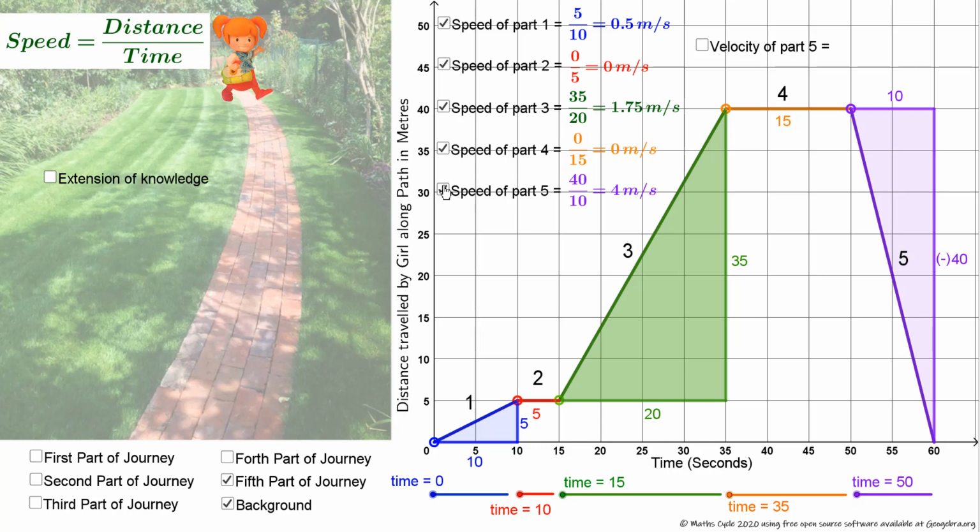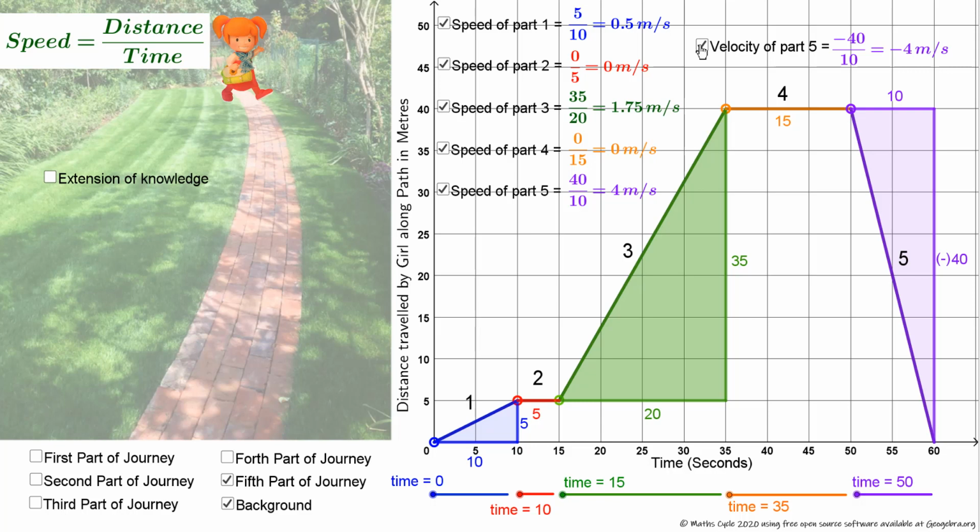Then we finally said if we want to closely align speed with the slope of the line, rise over run, we need to acknowledge that a negative slope means speed in the opposite direction. This is called velocity. So we said the velocity of the return journey was minus 4 meters per second, indicating the return journey.